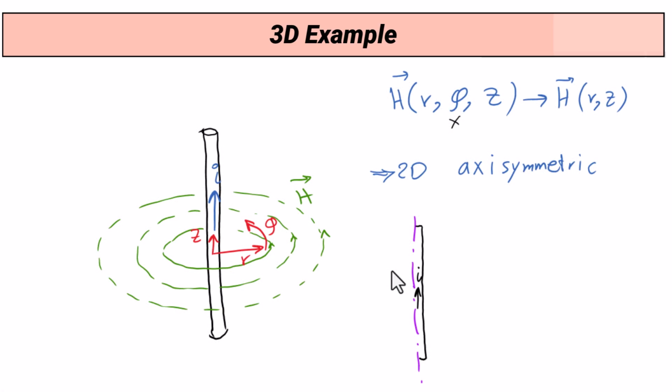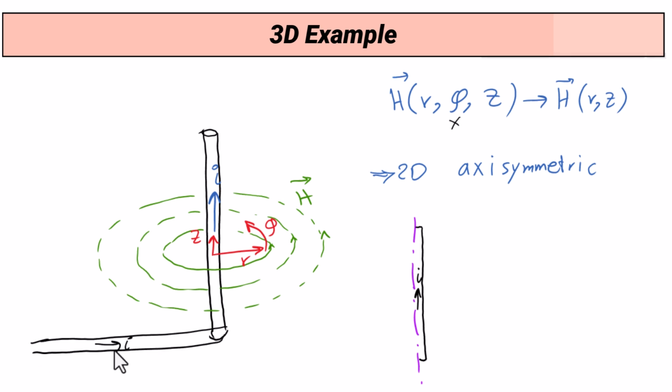Finally, if the variable depends on all three dimensions, you need a 3D model. For instance, if I add another wire here carrying the same current, the magnetic field now depends on the position of both wires in 3D space, and therefore you should solve it in a 3D domain.